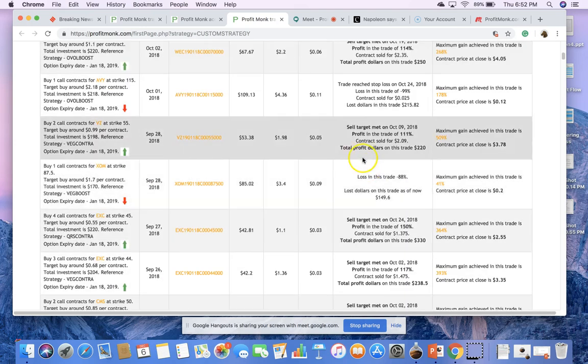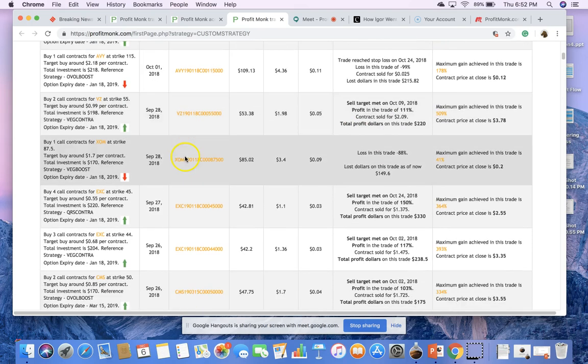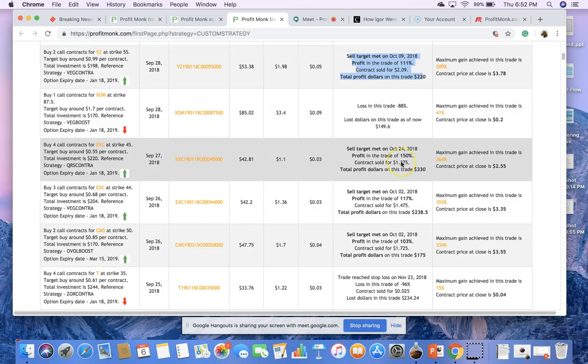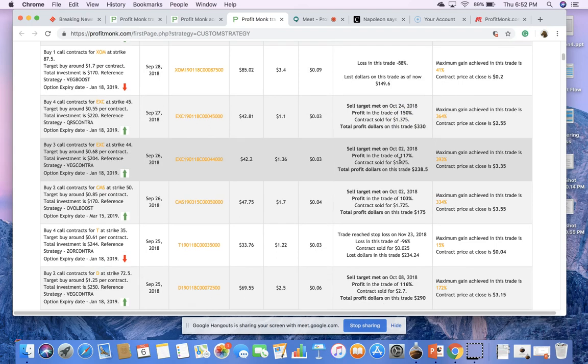September, which was the end of September, was a totally bad time, but the trades that came up towards the end of September naturally made a lot of money because they came out of a market crash.